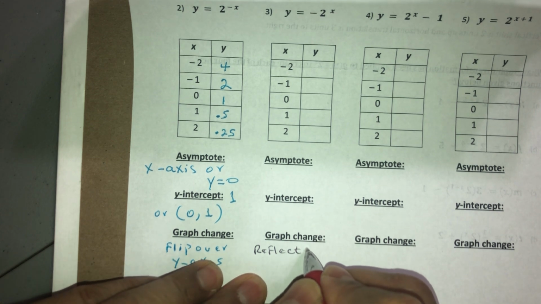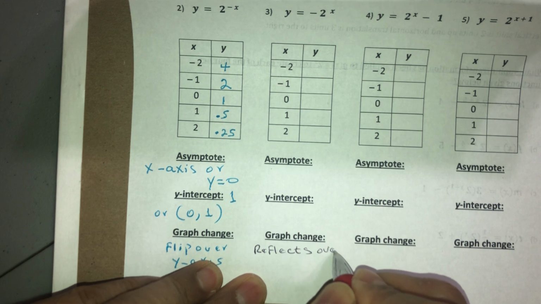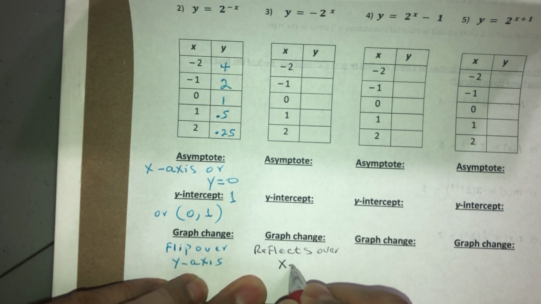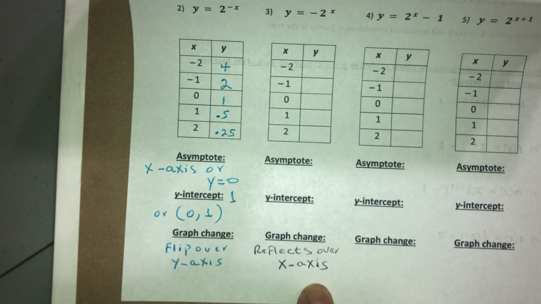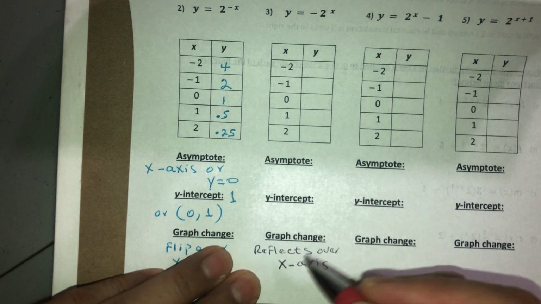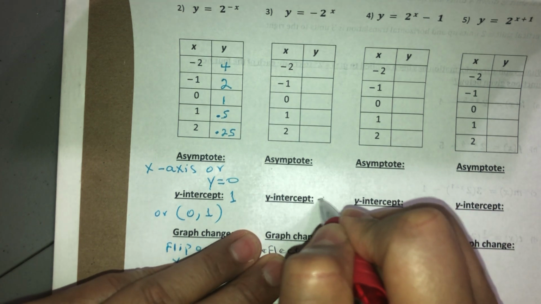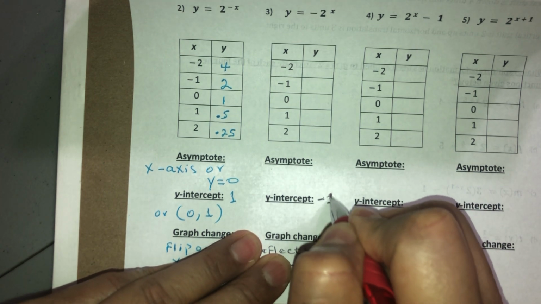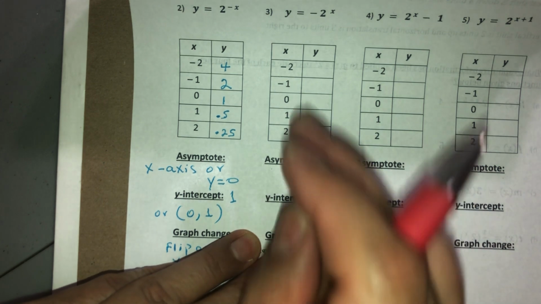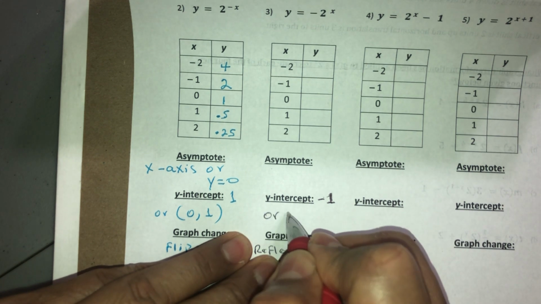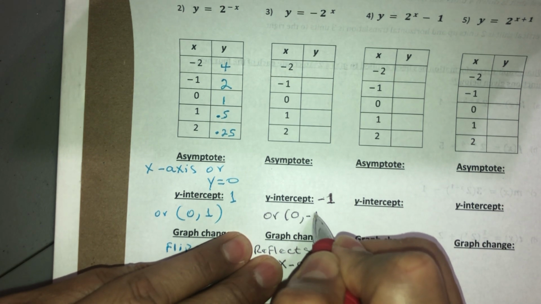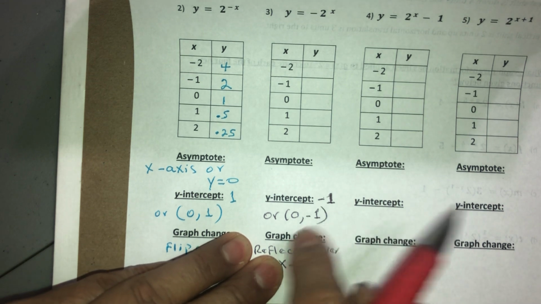Reflect over x-axis. You can write flip over, it's the same thing. I'm just using different words, so you might forget about the word flip, but you remember the word reflect, or vice versa. So you have two options. I know my y-intercept is going to be negative 1 because I saw it on the graph. But remember, if you're not sure, find the values of y and you'll be able to see it. Or (0, negative 1). Remember, either one is correct.